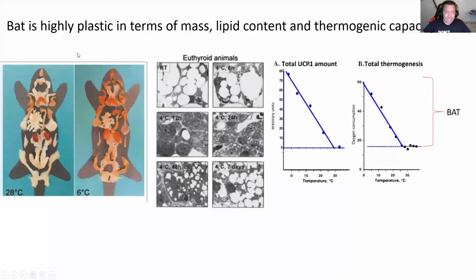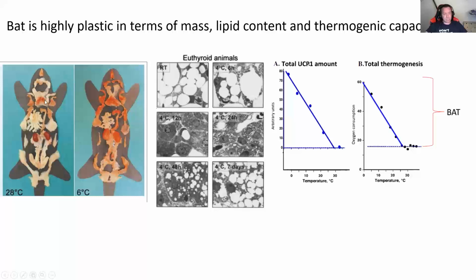Now, BAT is a highly plastic organ in terms of its mass, its lipid content, and its thermogenic capacity. I'm going to revisit these images later, but I just want to show here, if you have a mouse at 28 degrees C, this is showing all the adipose tissue depots in the mouse. Now, this is, I'm almost certain, from Saverio Cinti's laboratory. I couldn't find the original paper, but I did find the image in Google image search.